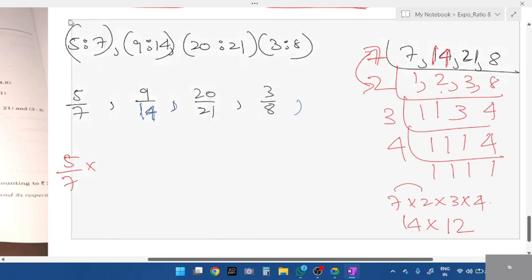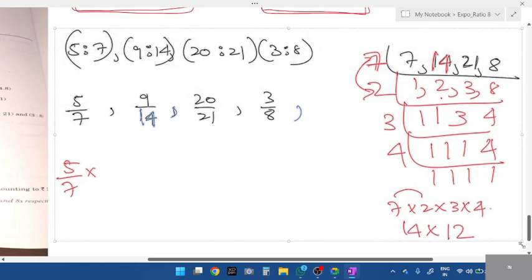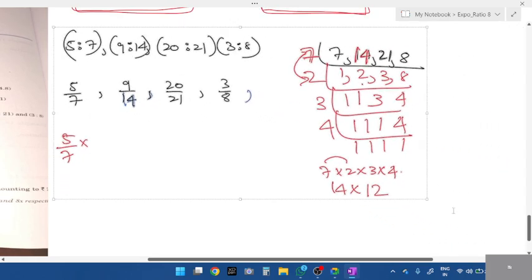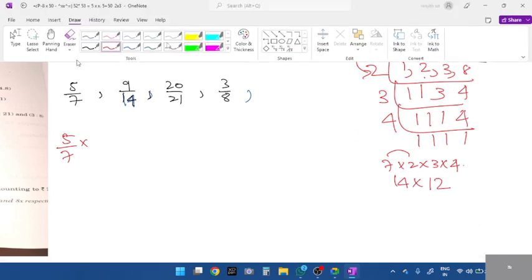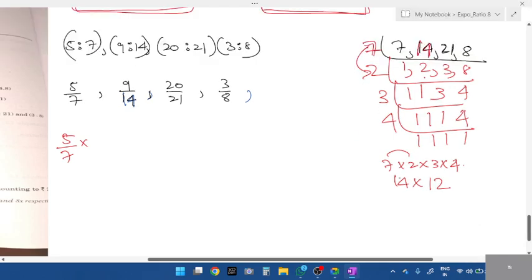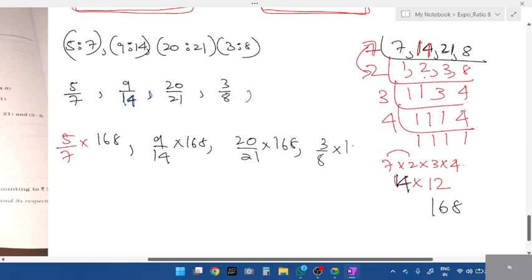Calculate. I'll teach you a trick in this calculation. First, you'll do the normal calculation, then I'll teach you. Within 10-20 seconds, you can complete this question. Once you take LCM, it is not that tough. What's the LCM, students? 14 into 12? 168. Multiply by 168: 9 by 14 into 168, 21 into 168, 3 by 8 into 168.